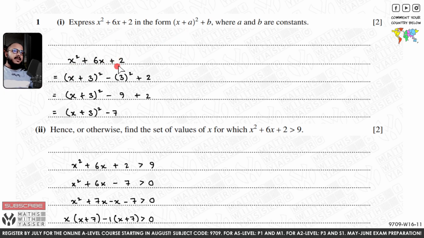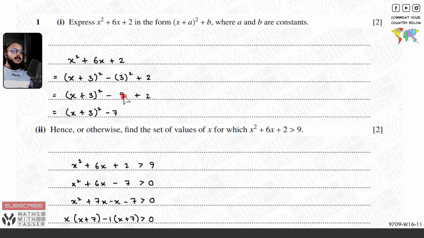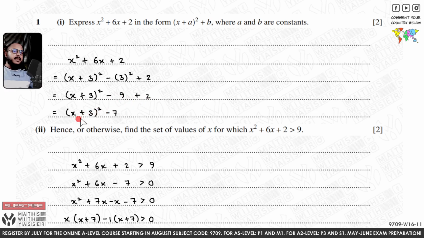So x squared plus 6x plus 2, we will be taking just x and then the positive sign, and 6 divided by 2 is 3, so it will be (x plus 3) whole square minus 3 whole square plus 2. Simplifying this, we get (x plus 3) whole square minus 9 plus 2, which is (x plus 3) whole square minus 7.